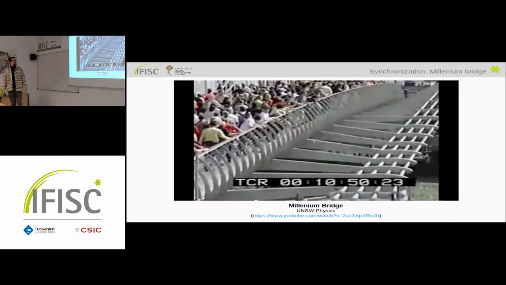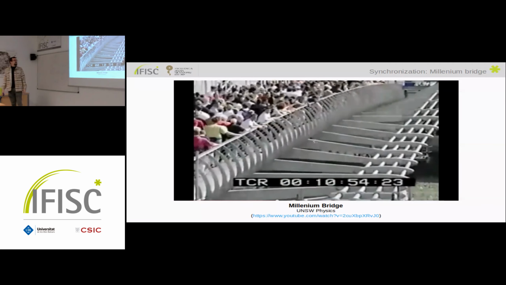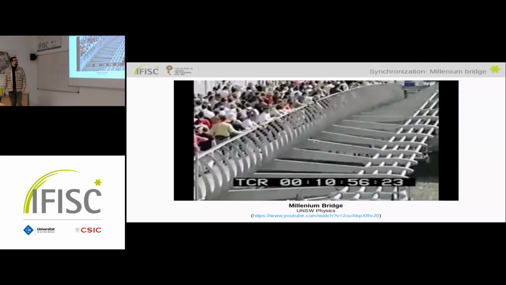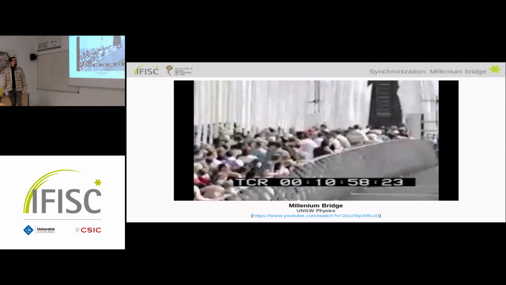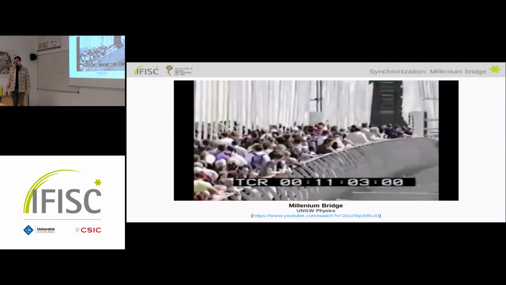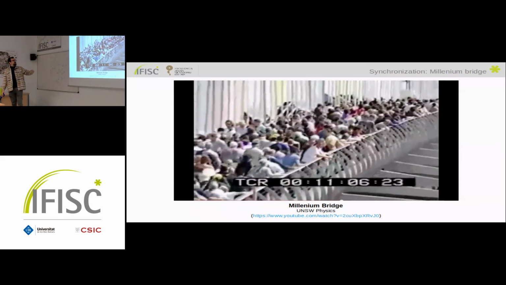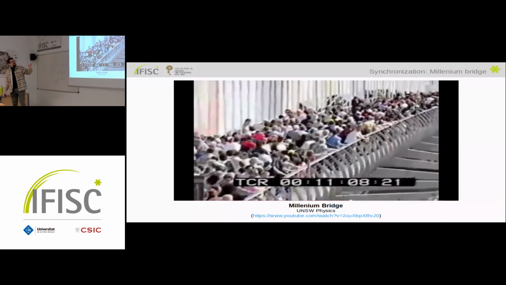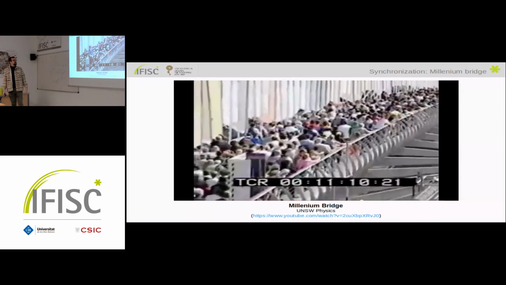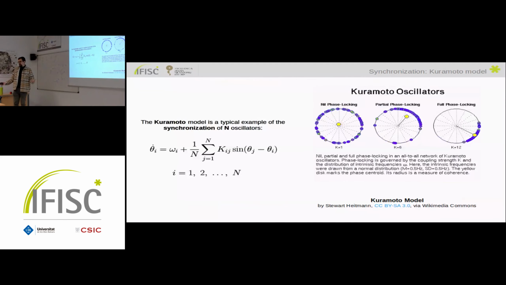So apparently, if you are building a bridge, you also should care about synchronization. As you can see here, the bridge starts to oscillate not in a very good way, and they have to take measures. And you can see that more or less the people are kind of synchronized in their movement from left to right. Okay, so how can we model this?